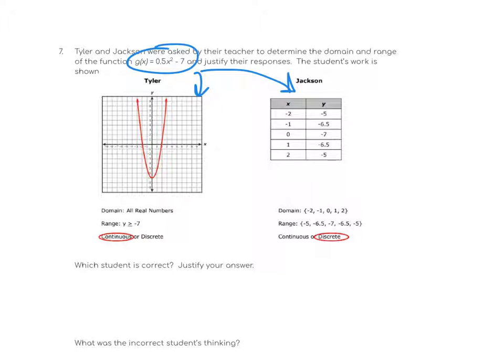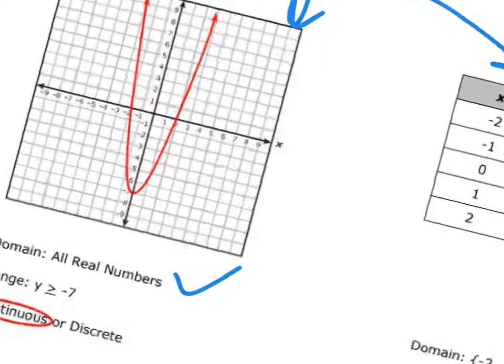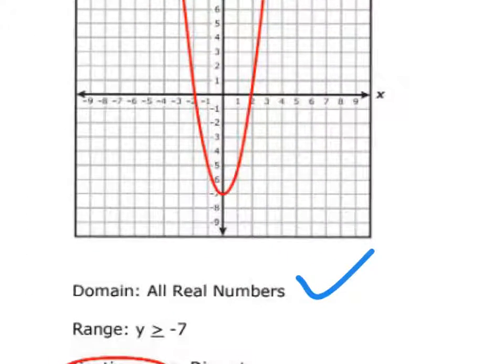discrete. But if this is my function and there's no real life situation to attach this to, I could put anything in for x. It's going to be all real numbers. Okay, so it is going to go on forever. And so that's why my domain is all real numbers. Okay, the range does end. The minimum point for the y value is -7. So that range is correct.